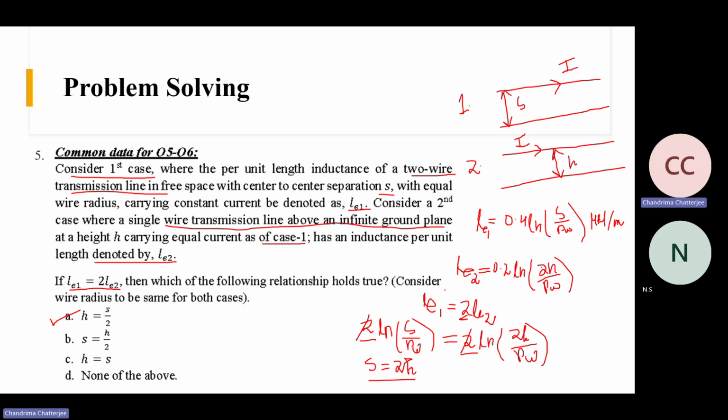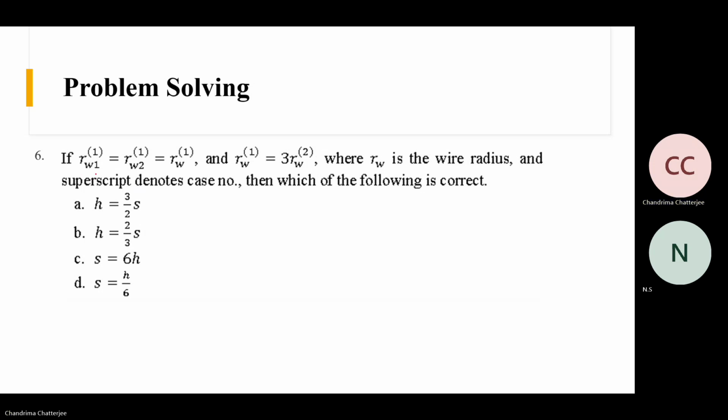Let's see the next question. If Rw1 is equal to Rw2, where the subscript denotes the case number... Actually, Rw1 is equal to 3 Rw2. That is, the radius of the wire in case 1 is thrice the radius in case number 2, where Rw is the wire radius. Which of the following is correct?